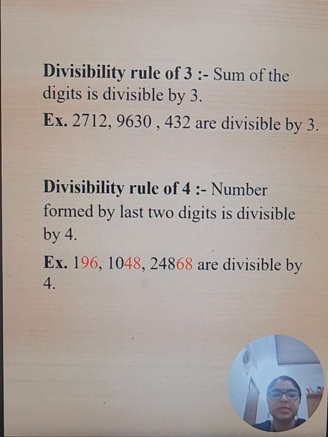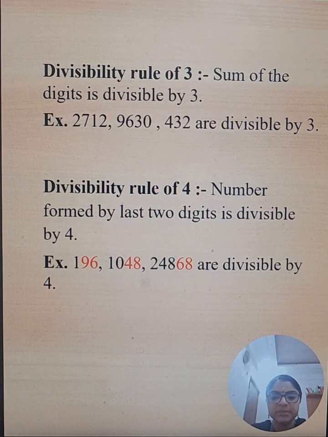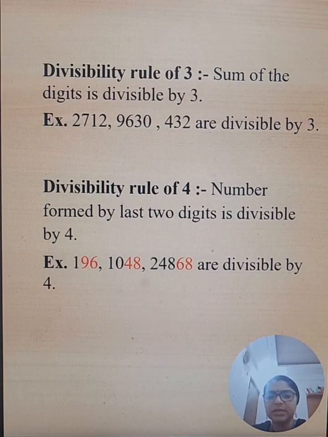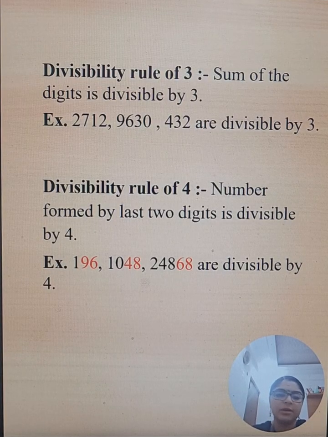Then we are going to see the divisibility rule of 4. The number formed by the last two digits is divisible by 4. If any number is given to you, you have to check the last two digits of the given number. If the last two digits are a multiple of 4, we can tell the entire number is divisible by 4.